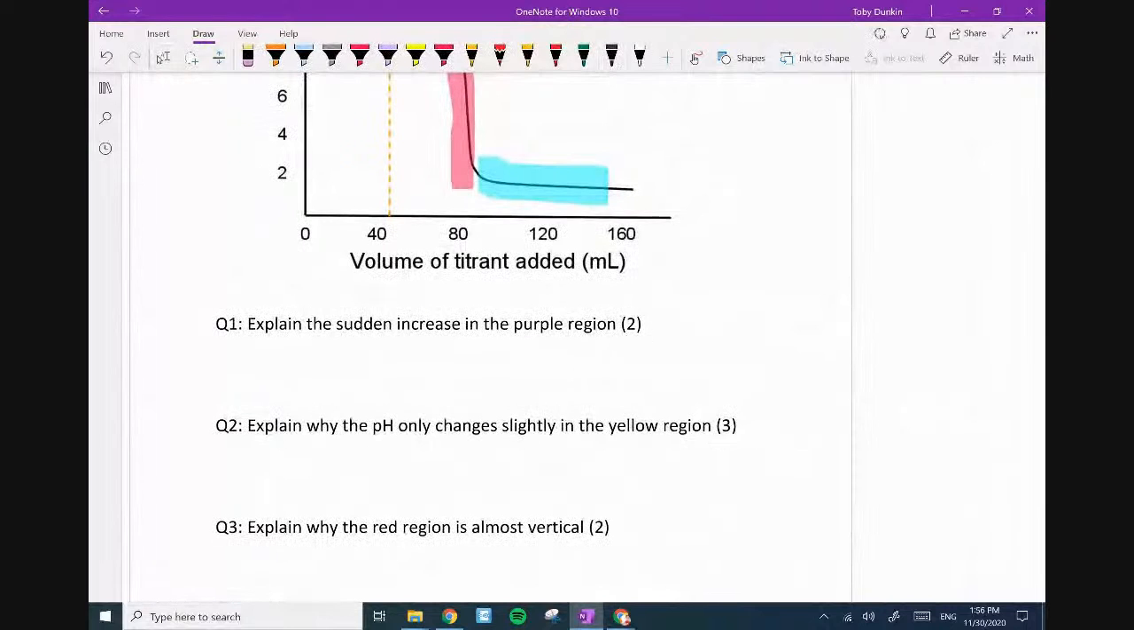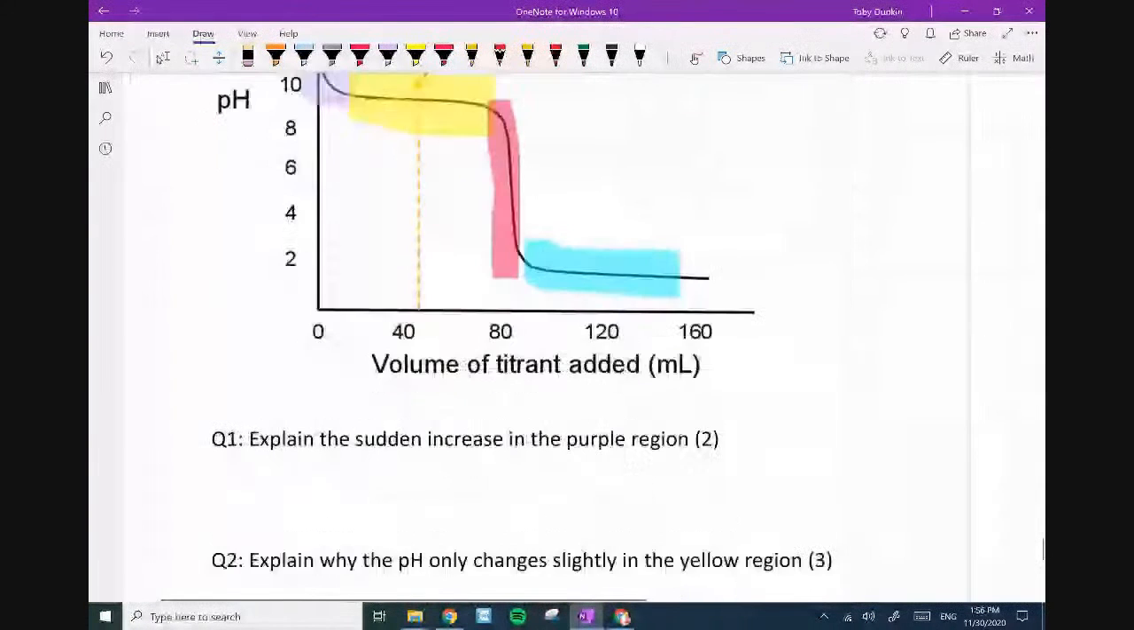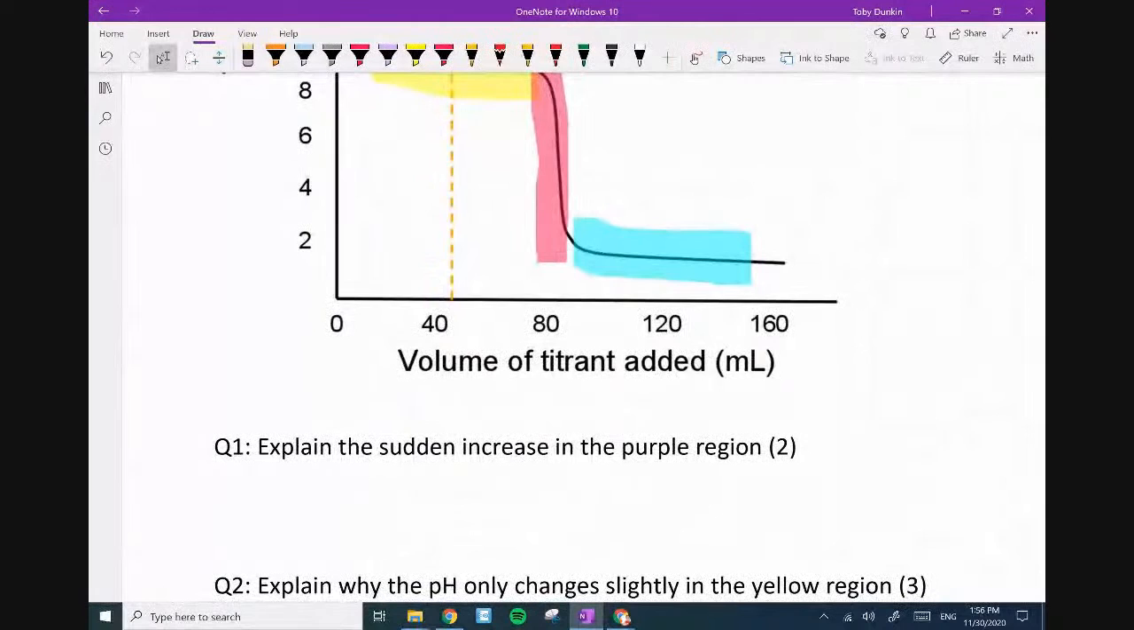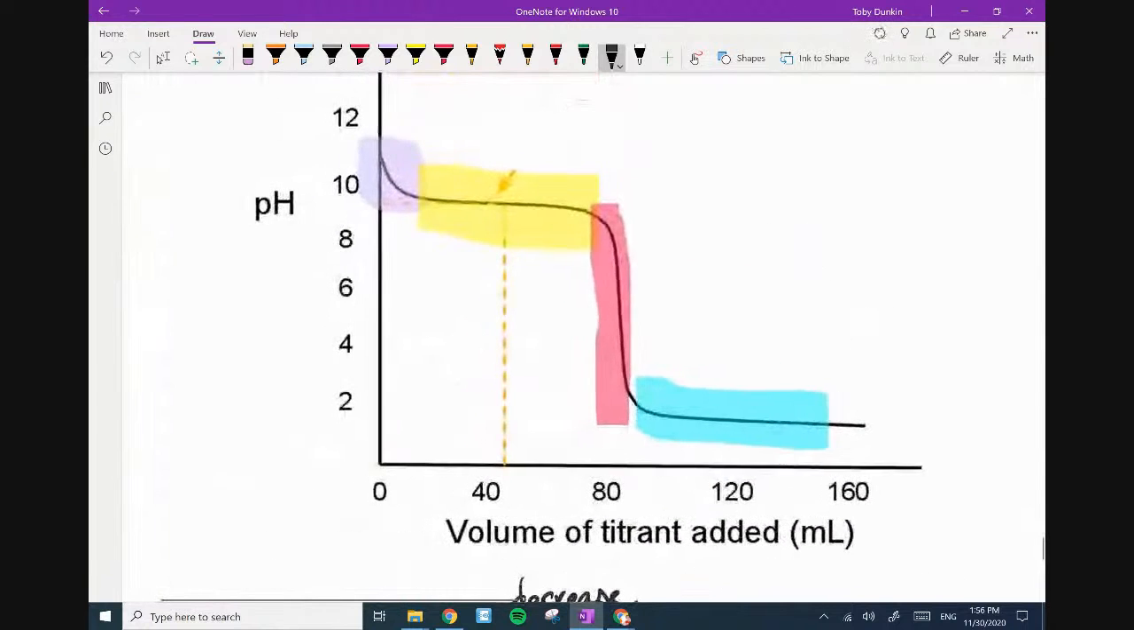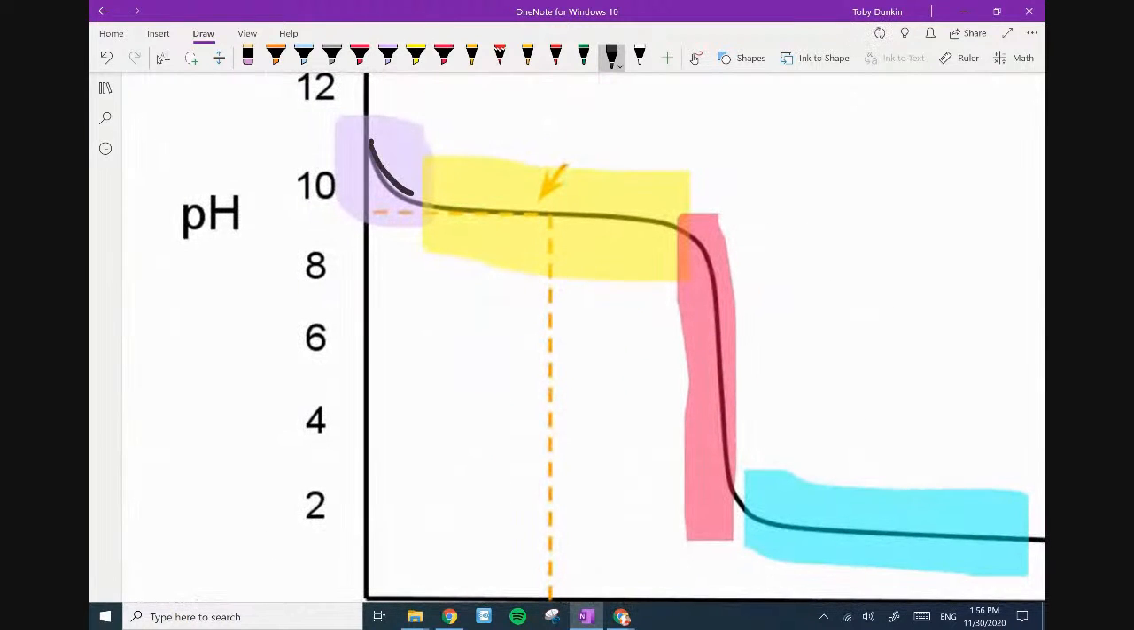Okay, so question number 1 simply states, explain the sudden increase in the purple region. It shouldn't have said increase, by the way. It should have said decrease. I apologize for that. I'll just put a line through that and put decrease. Yeah, it doesn't actually make any difference. You could have just said a sudden change. Explain the sudden change.